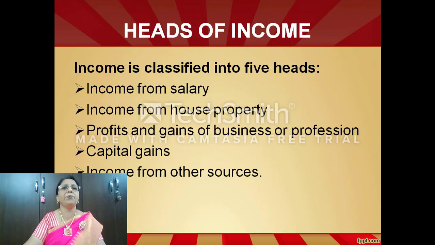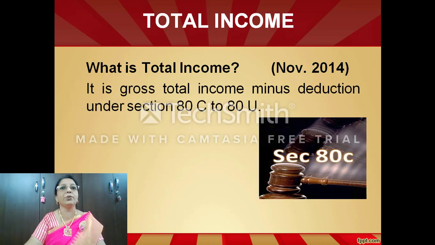Now the various heads of income, when you speak of heads of income, there are 5 heads. They are income from salary, from house property, profits and gains of business or profession, capital gains, income from other sources. So to repeat, the 5 heads of income: income from salary, income from house property, profits and gains of business or profession, capital gains and income from other sources.